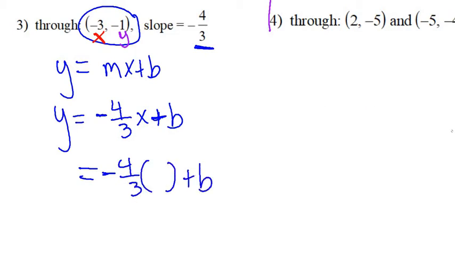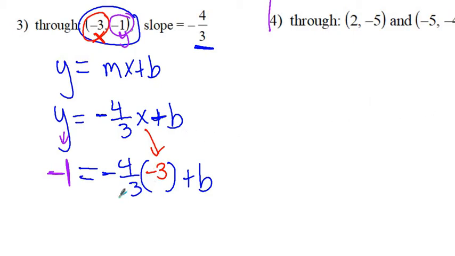So I'm going to fill that in right here. Our x, they're telling us that an x value on this line is negative 3. So that's why I'm plugging in negative 3 there. They're telling us that a y value on that line is negative 1. So because that point is on the line, when we solve this, it should give us something true.